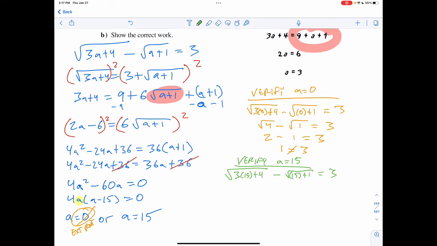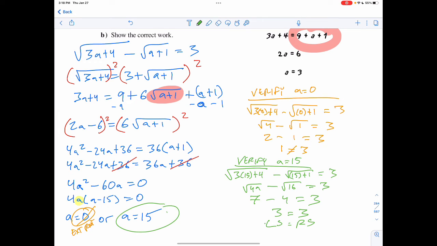3 times 15 is 45 plus 4 is going to be 49. And 15 plus 1 is going to be 16. Square root of 49 is 7. Square root of 16 is 4. And 7 minus 4 does, in fact, equal 3. And the left side is equal to the right side, which means that is our correct answer.